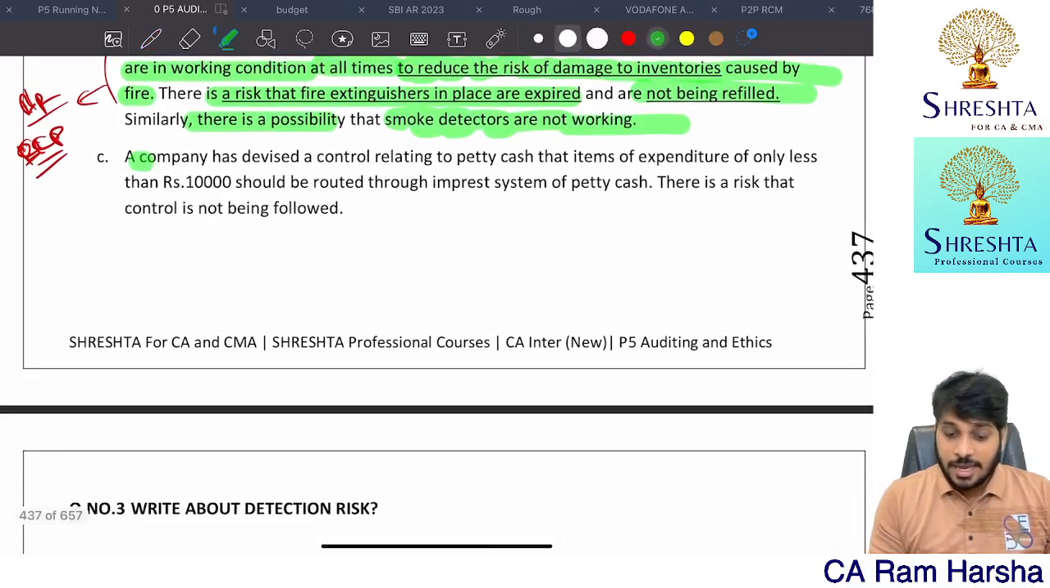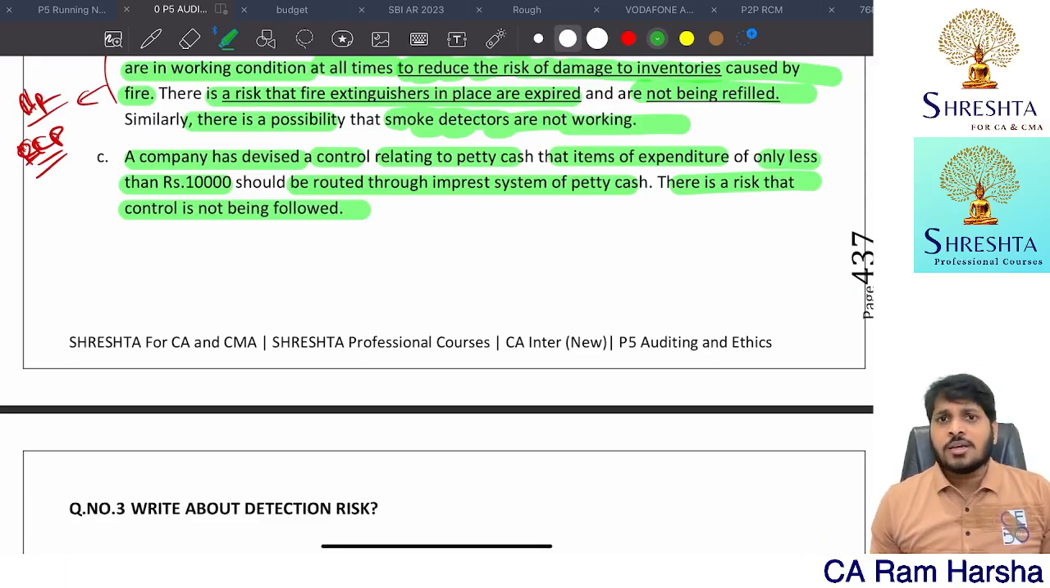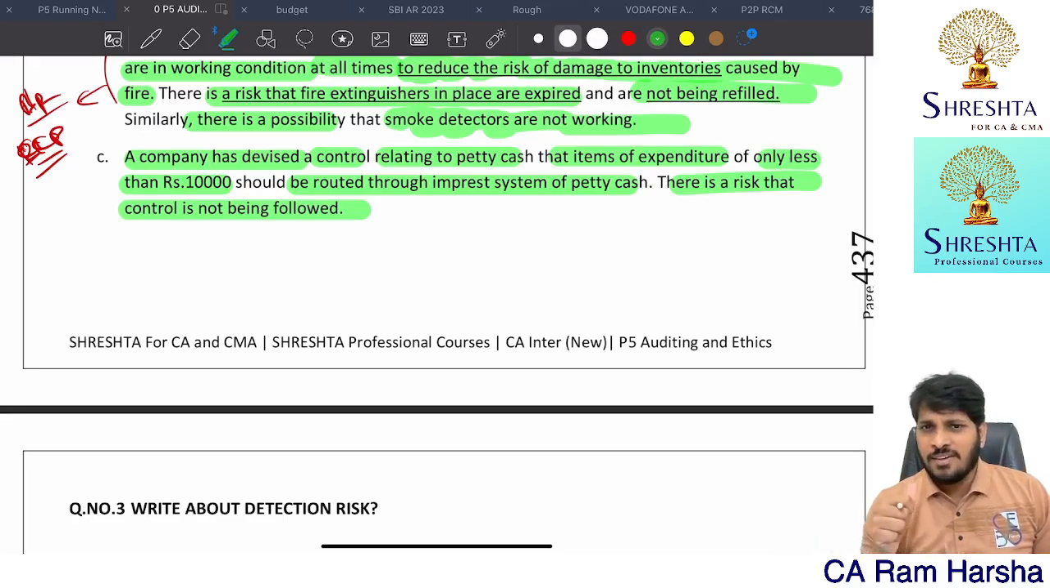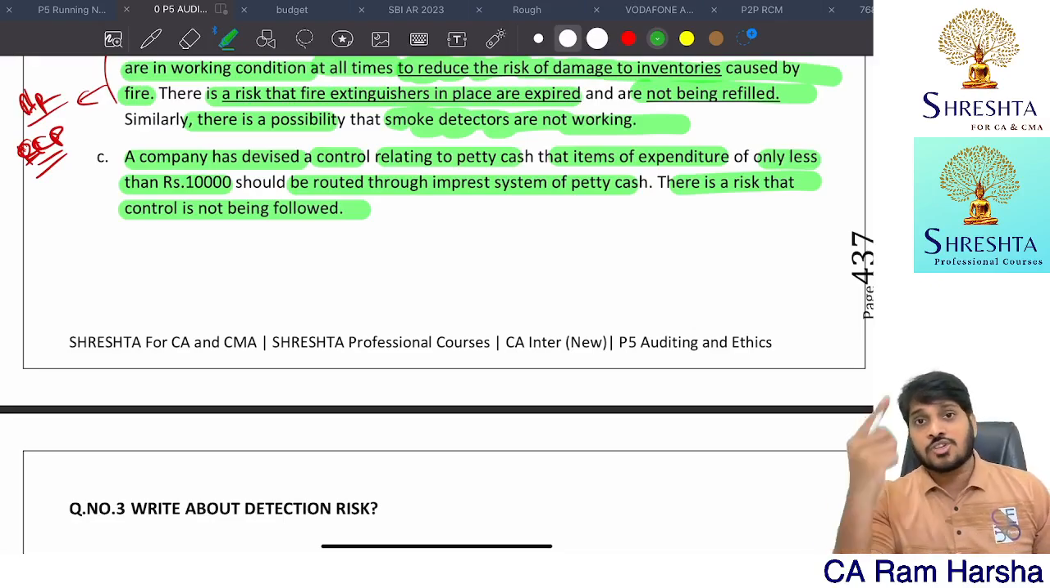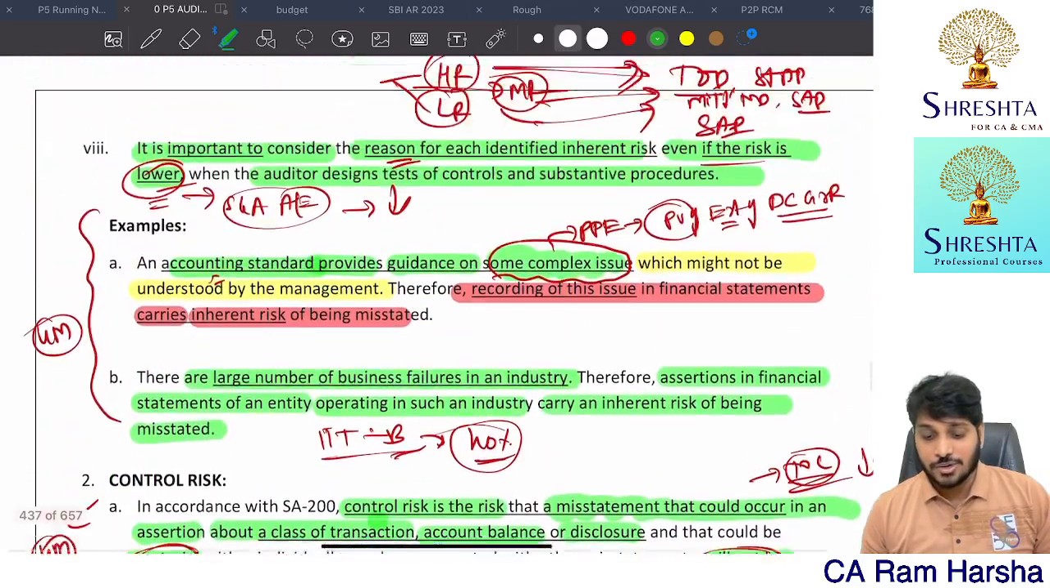Suppose another risk. A company has implemented a control relating to petty cash: items of expenditure of less than 10,000 rupees should be routed through the imprest system. There is a risk that the system is not followed. If you give the petty cashier 50,000 balance and tell him any expenditure less than 10,000 he should spend, why will he follow? Since there's 50,000, he'll make 20,000 payments also. Suppose you give him only 10,000 rupees, then obviously he will spend less than 10,000. Control is effective. Getting it? These are all the various examples of control risks.